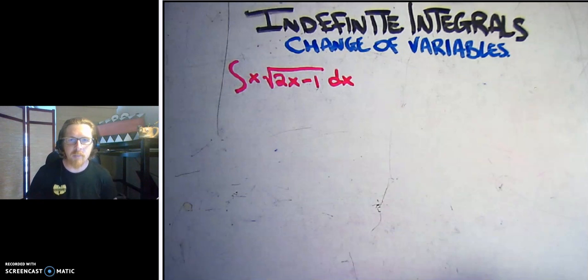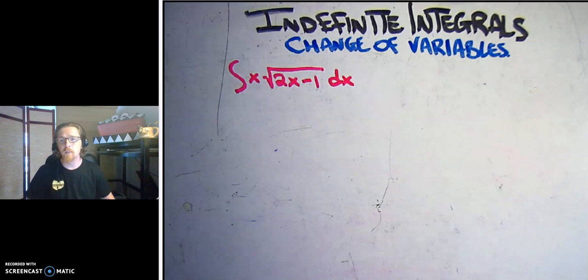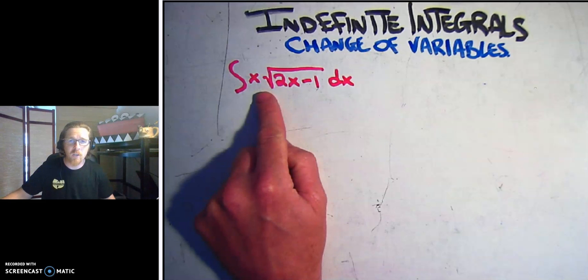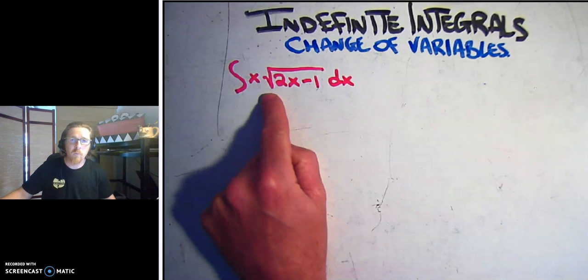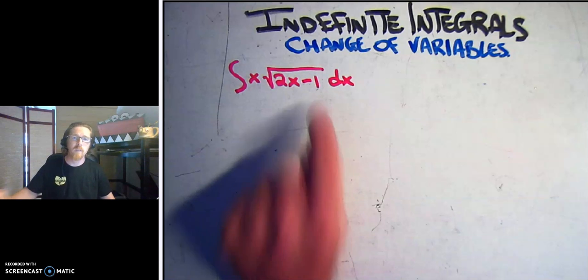Hi Math, I'm Andy. Today, let's take a look at indefinite integrals, and we're going to have to use the process of change of variables, or in a sense, the substitution process for integration, in order to integrate this function, x times the square root of 2x minus 1 dx.